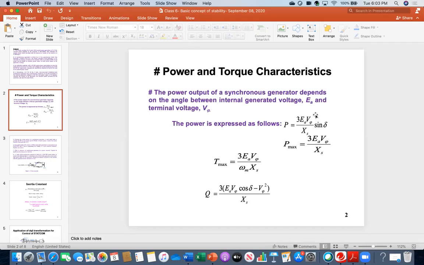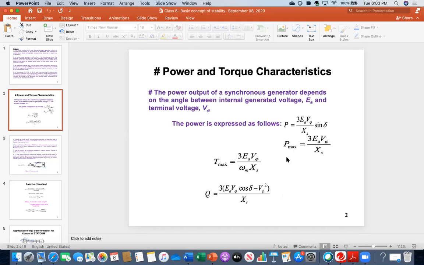So therefore, everybody write down this equation for P, and then everybody write down the last expression for Q. Please write down this one on Q as well. This means if a system has the internal generated voltage and terminal voltage, then the reactive power can be expressed by using this equation. So please note down this real power P equation and the reactive power equation in your note.